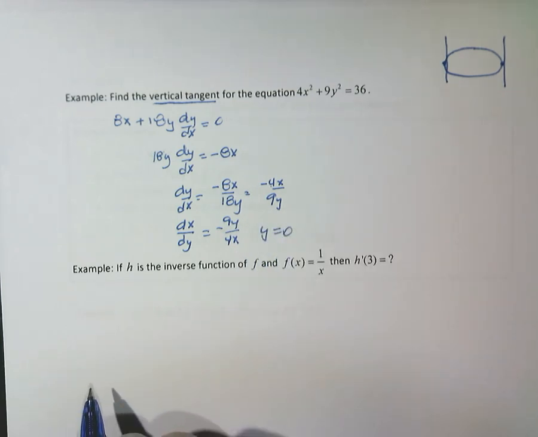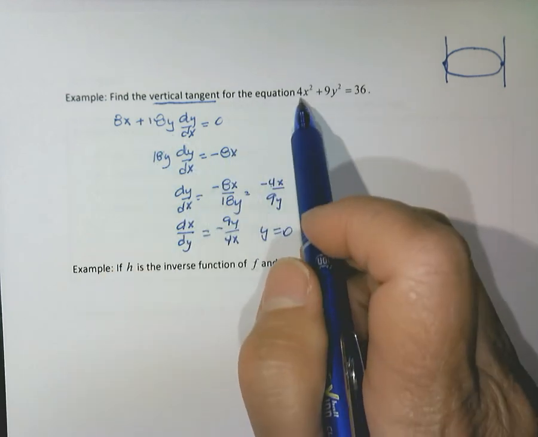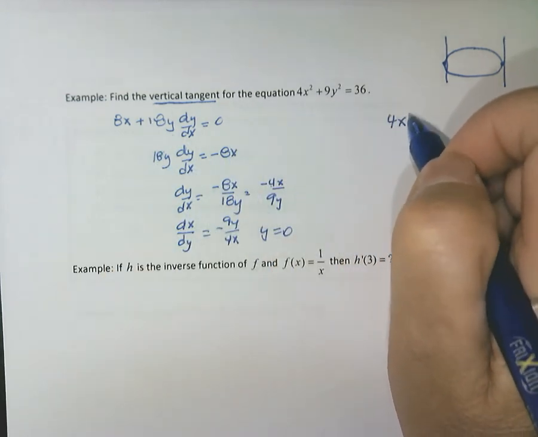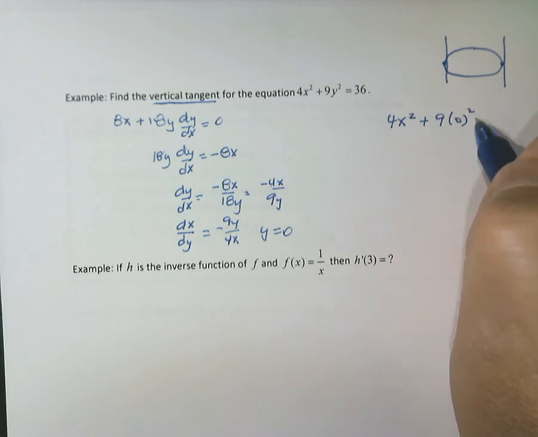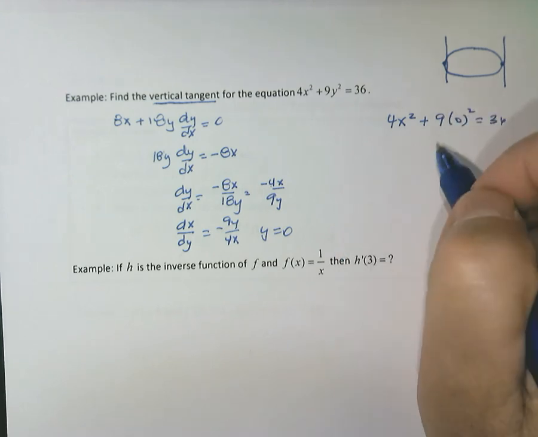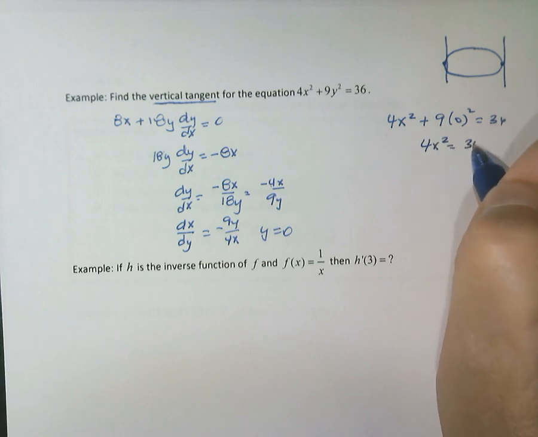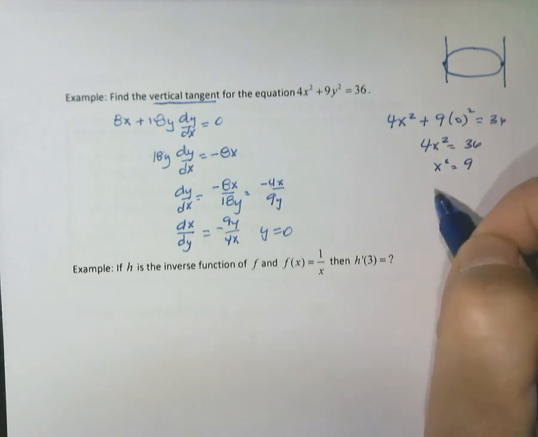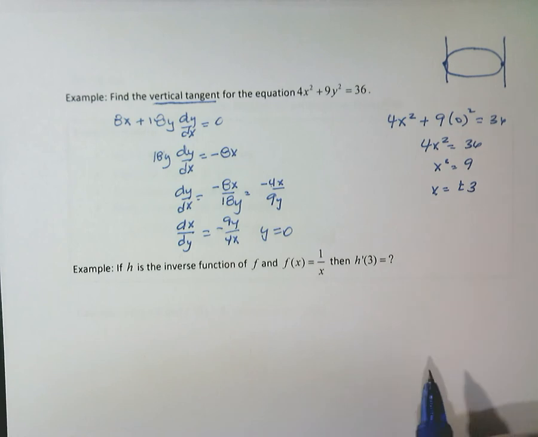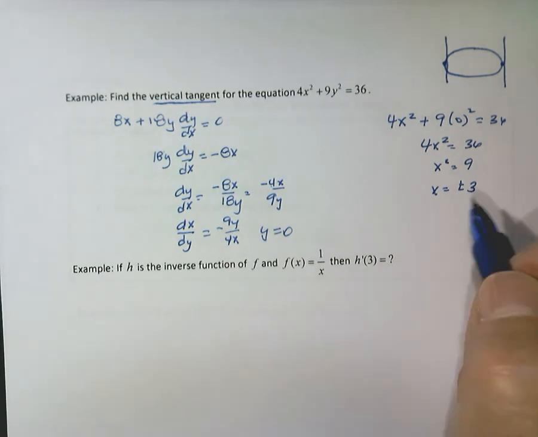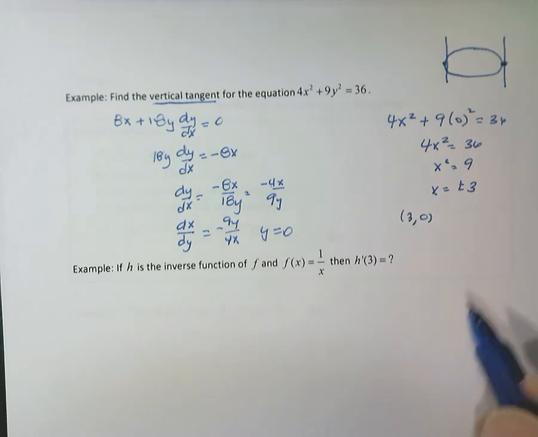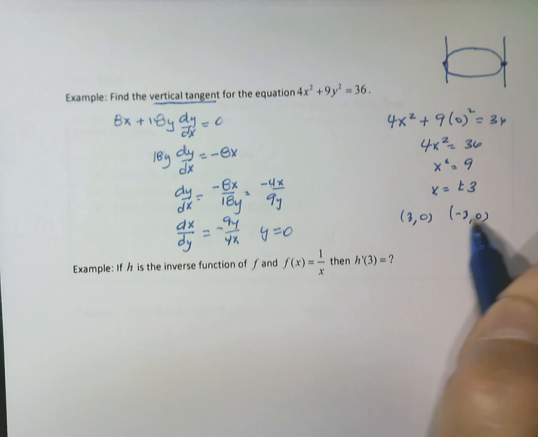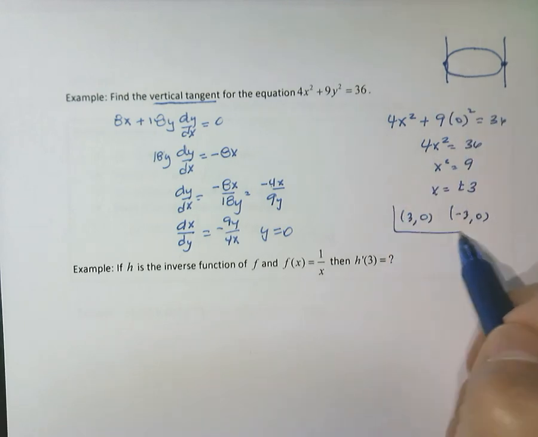So now that I know y equals 0, I come back to my equation here, 4x squared plus 9y squared. Well, y is 0, so I'm going to put a 0 there. And I'm going to solve for x. So I get x is equal to plus or minus 3. So the two places where there's a vertical tangent line are at the point (3, 0), which would be this one, and (negative 3, 0), which would be this one.